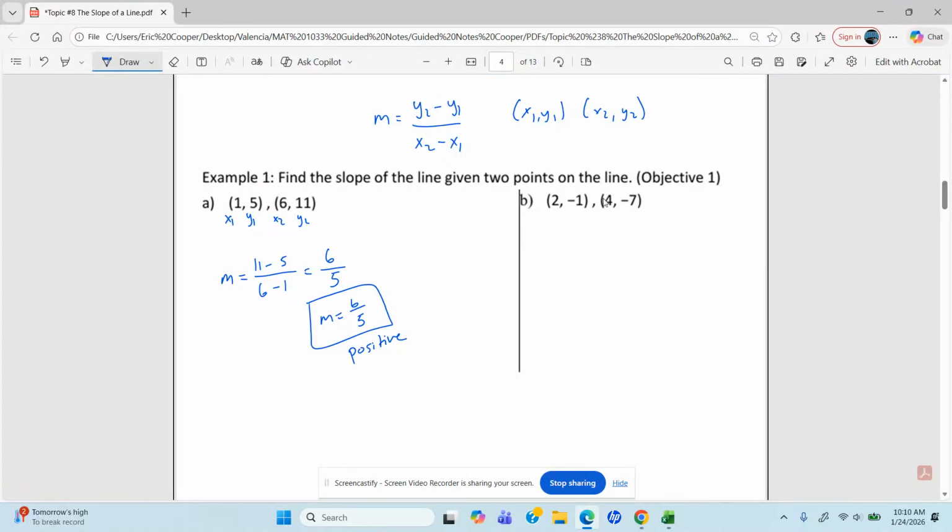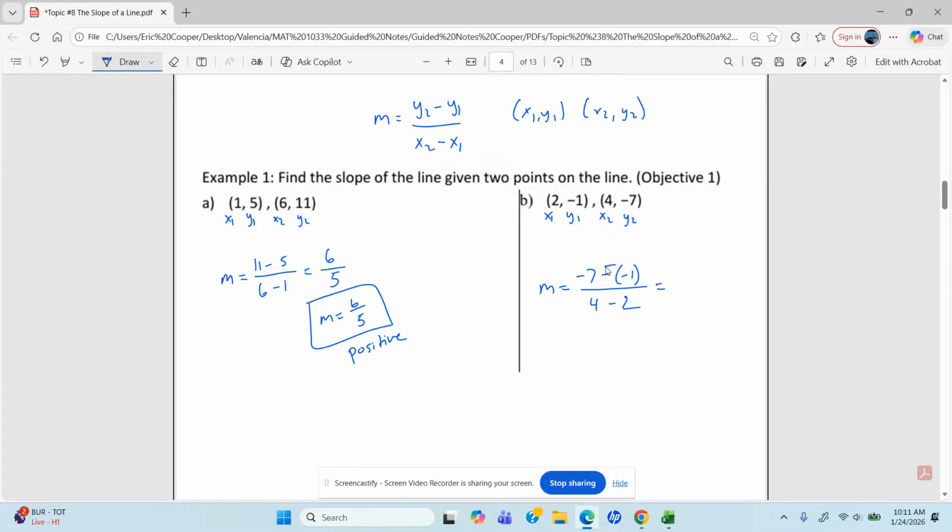Let's find the slope. Again, let's call this x1, y1, x2, y2. Our slope formula is y2 minus y1. Now be careful with this. It's y2 minus y1. So I'm going to say negative 7 minus negative 1. The negative on the 1 is not the minus sign. Those are two completely different things. There's always a minus sign when I do the slope. x2 minus x1 would be 4 minus 2.